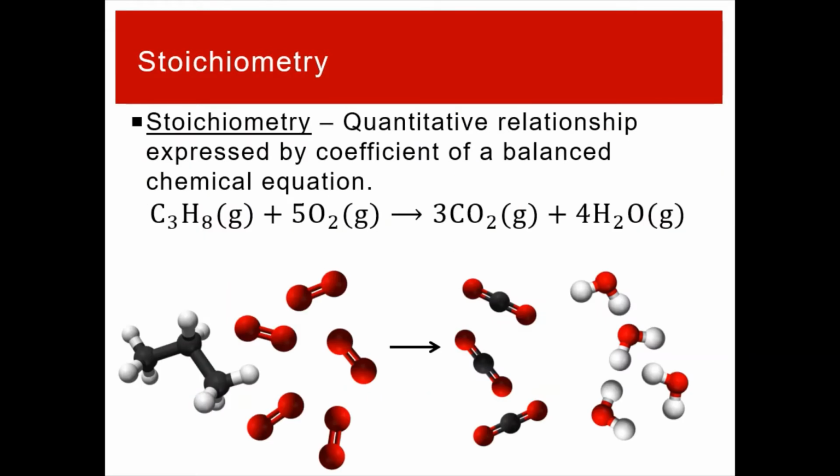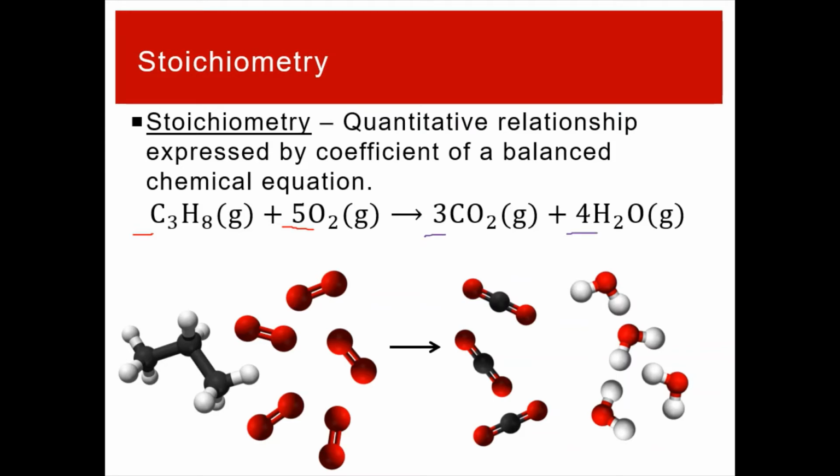So it's tied to chemistry. Stoichiometry is the quantitative relationship expressed by coefficients of your balanced chemical equation. So instead of talking about making sandwiches, we could say that you need 1 molecule of C3H8 to react with exactly 5 molecules of O2, right? The one's implied right there. And if you do that, you will make exactly 3 molecules of CO2 and 4 molecules of water.